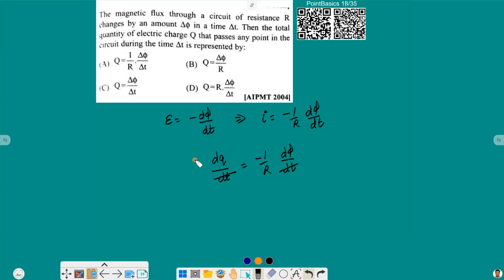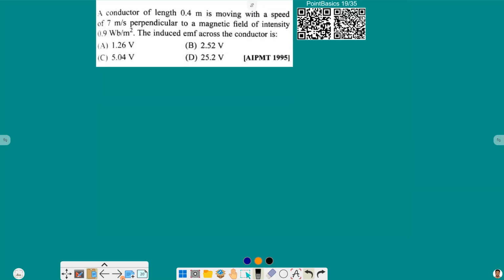The dt gets cancelled, and dq will be minus 1 by R into d phi. Integrating both of these sides, we will get Q is equal to 1 by R into phi, or we can say delta phi, the change in flux. So option B will be the right answer for us. Let's move to the next one.